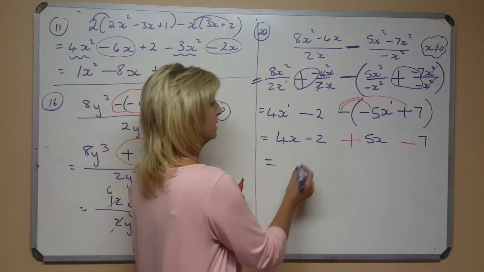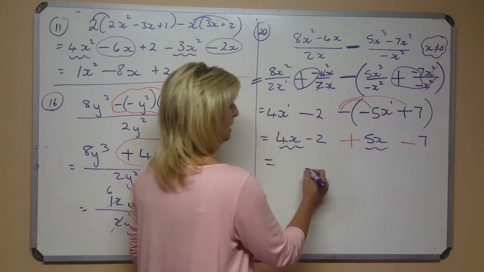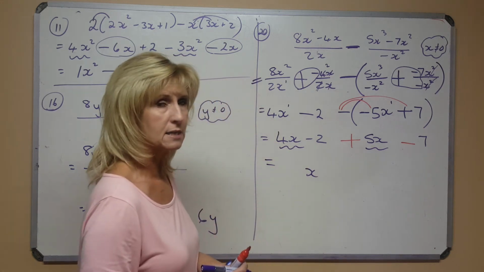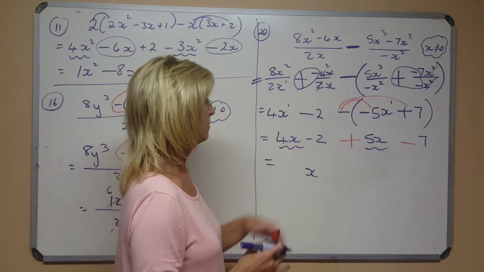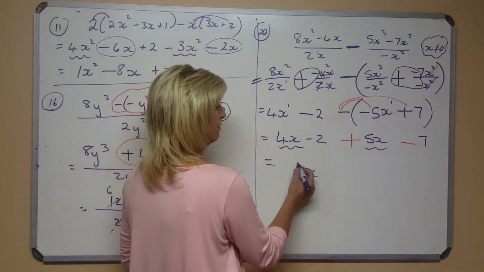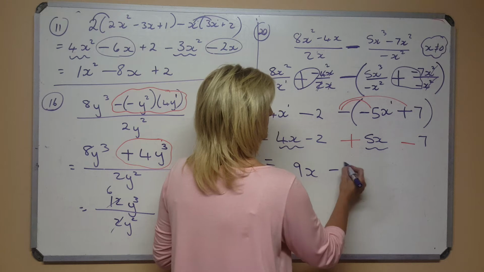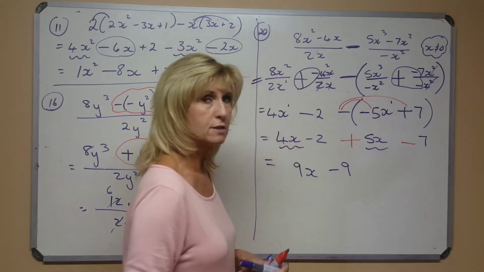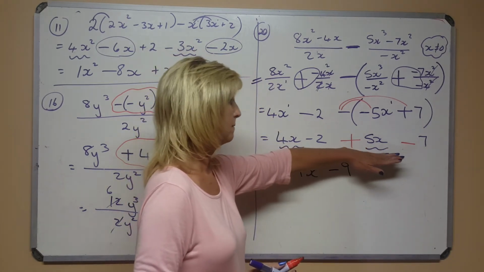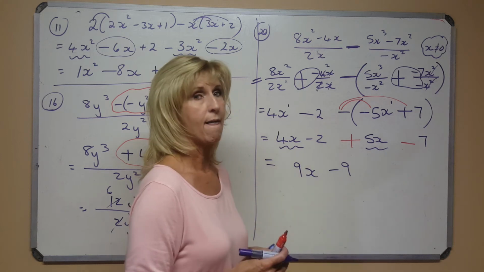En nou kan jy optel gelyksoortige terme, want daai x'e is dieselfde veranderlikes, add the like terms. Keep the variables by adding the coefficients. 4 and 5 is 9. Min 2 en min 7 is minus 9. You add the constant terms together. Minus 2 and minus 7 is minus 9.